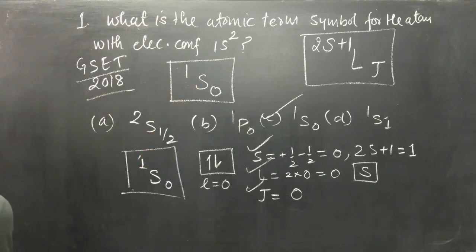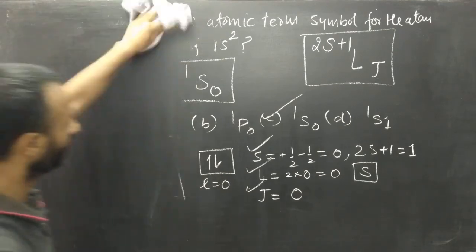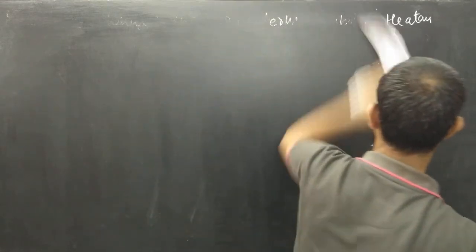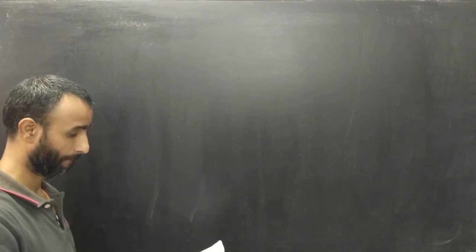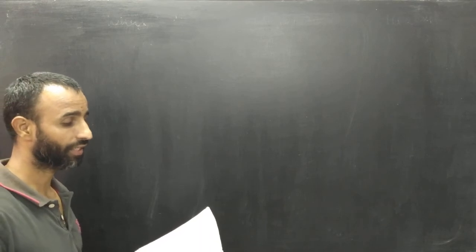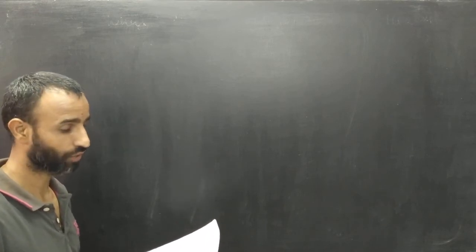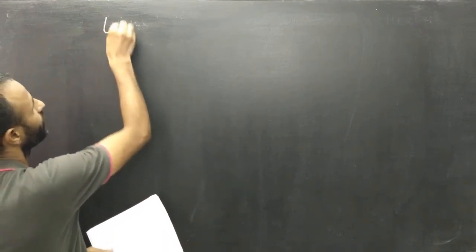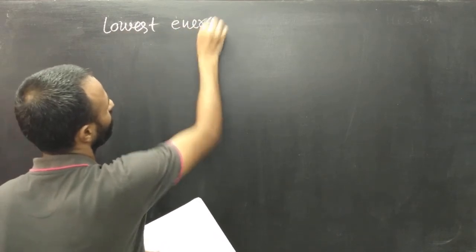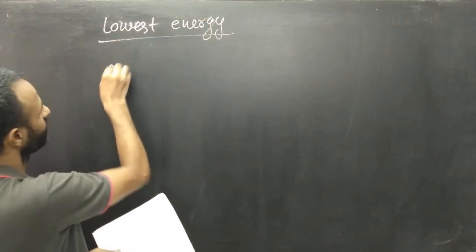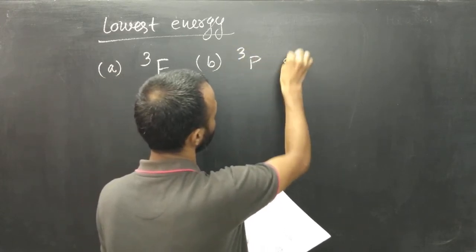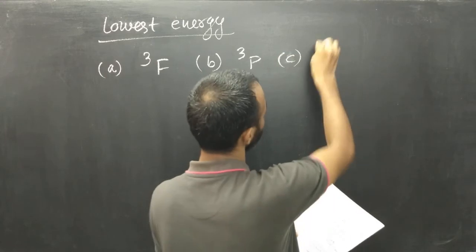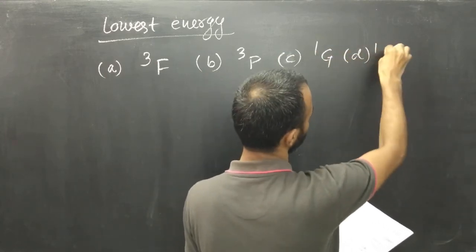Done? Okay, so this is the first question from 2018. Now question number 2. I will not write the complete question, but the second question is: the term symbol representing the lowest energy of the following. See, lowest energy, any term symbol with lowest energy. Okay, first is 3F, second is 3P, third is 1G, and last one is 1D.